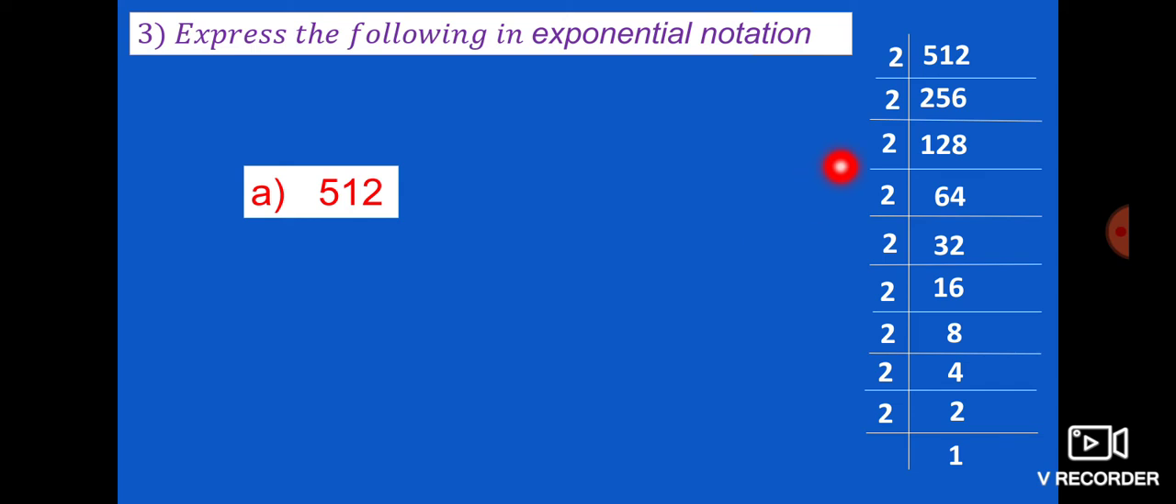Okay. Next question. Express the following in exponential form. This is a very important question. We are given one big number, 512. We cannot directly write the exponential form, so we use the prime factorization method. This method we already studied. It is used for finding LCM, HCF, etc. So, first we find the prime factorization of these numbers.